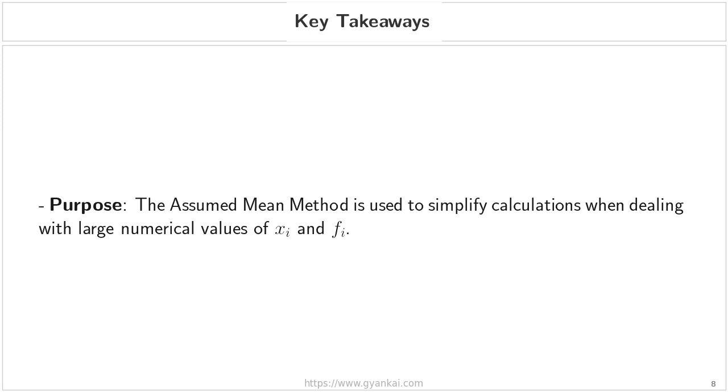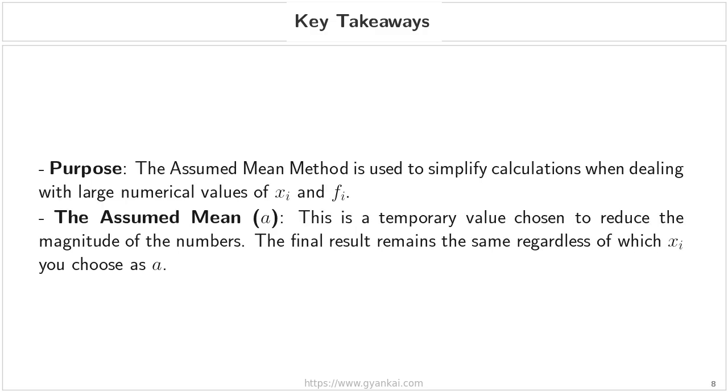Key takeaways. First, let's revisit the purpose of this method. As we discussed at the very beginning, the primary reason we use the assumed mean method is to simplify our calculations. When you are faced with grouped data where the class marks, or x sub i, and the frequencies, or f sub i, are very large numbers, the direct method can become quite overwhelming. This method acts as a shortcut to keep those numbers manageable.